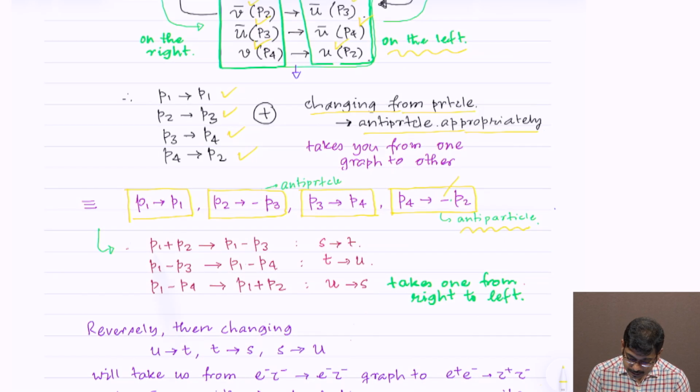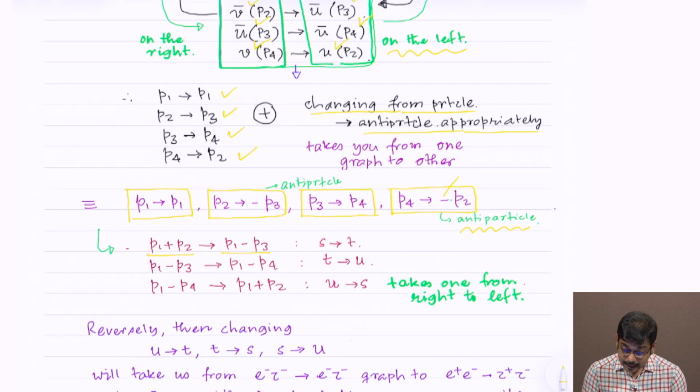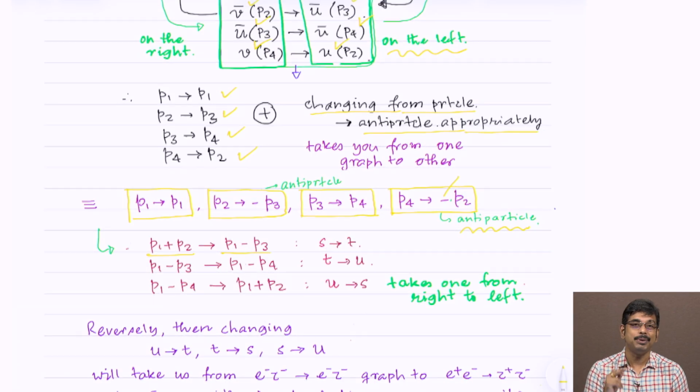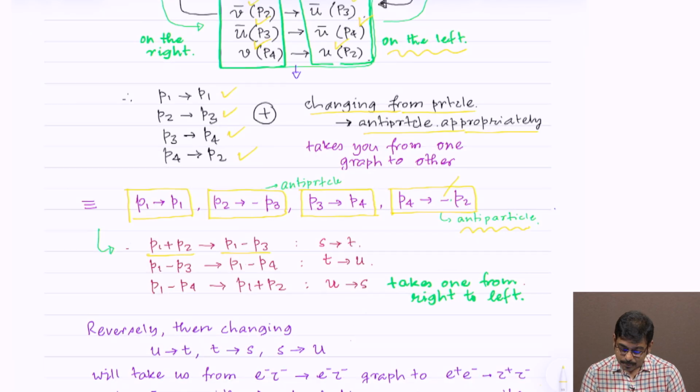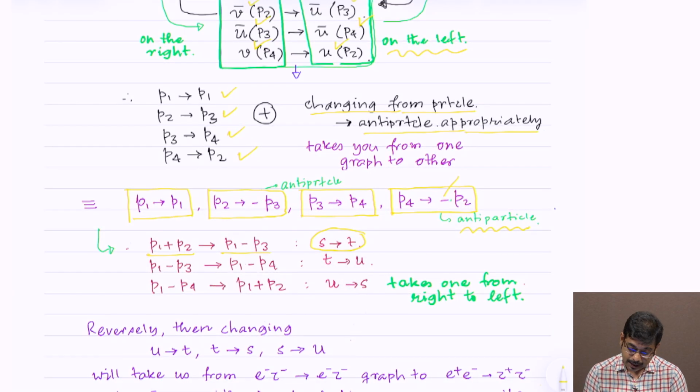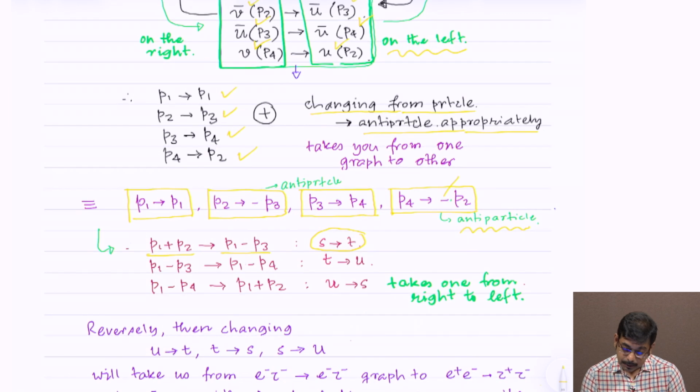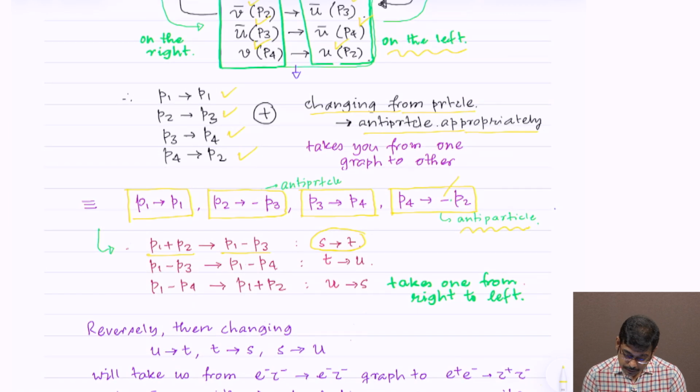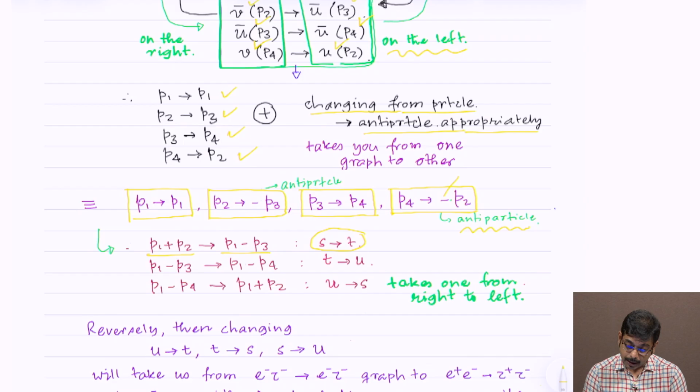So therefore what you can say is that P1 plus P2 is now becoming P1 minus P3, just because P2 is becoming minus P3. That basically means S, which is P1 plus P2 whole square, is now becoming P1 minus P3 whole square. So S is becoming T. P1 minus P3, because P3 is becoming P4, becomes P1 minus P4.